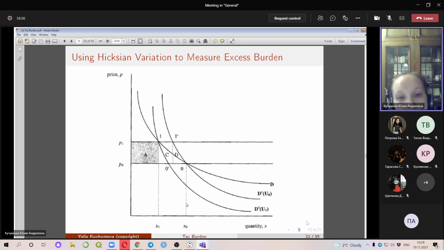So then what is the change in the consumer surplus in this case? So what is actually the CV on this graph? It's similar to what we did with the Marshallian surplus. The change in the consumer surplus is just the area between P0 and P1 to the left of the compensated demand U0.